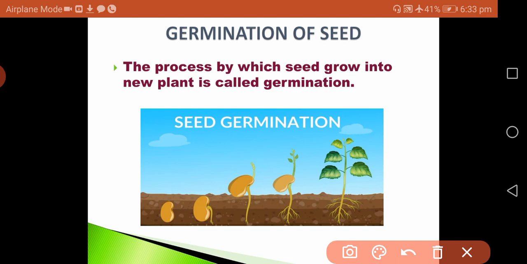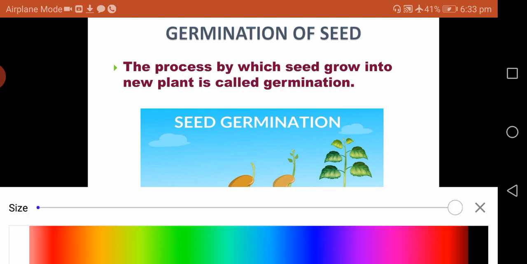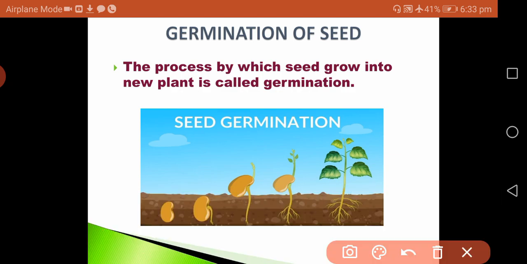And what is moist soil? It is a little wet soil or a soggy soil. And the fourth one is good quality seed. It is also one of the most important things which is required for the germination of seed.